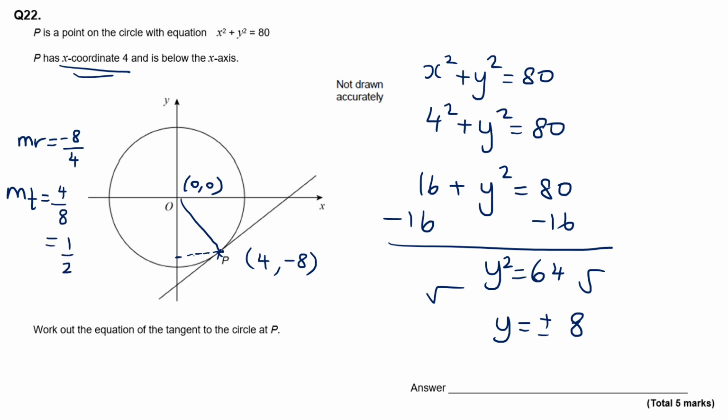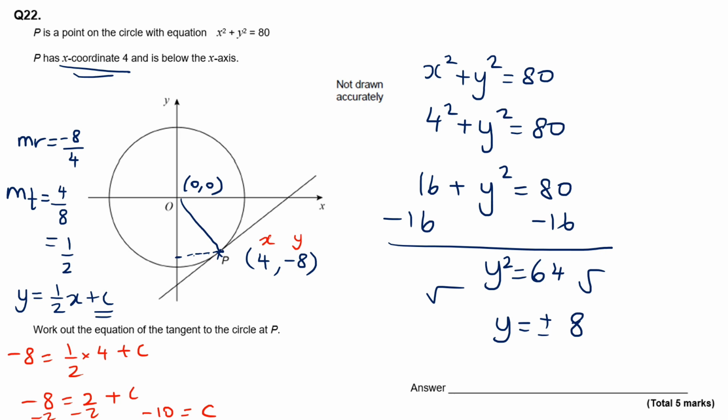So I can use the equation y is equal to 1 out of 2 x plus c. We now need to find out the y-intercept. So we can substitute 4 and negative 8. 4 is the x value, negative 8 is the y value. So negative 8 is equal to half of 4 plus c. Negative 8 is, half of 4 is 2, plus c. Take away 2 from both sides. c is negative 10. So our final answer is y equals half x plus negative 10, which is minus 10. And that will be the final answer.